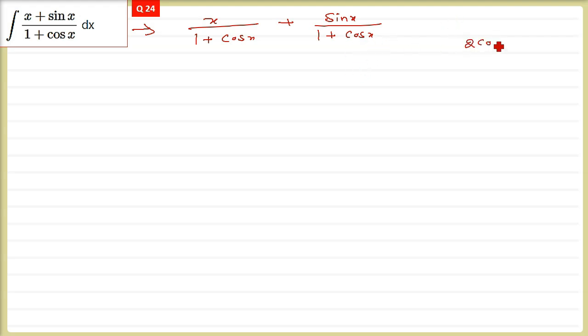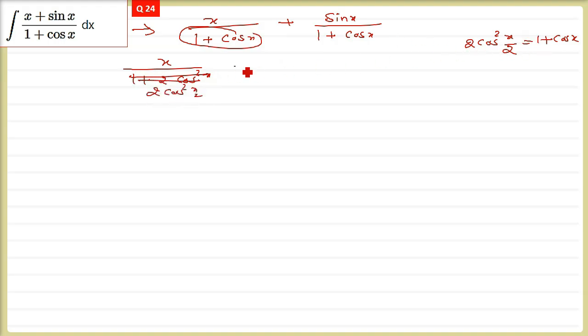That means 2 cos square x by 2 is your 1 plus cos x. Similarly, 1 minus cos x is 2 sin square x by 2. So we can write this 1 plus cos x as 2 cos square x by 2, which I am writing right now. Now sin x can be written in the form of x by 2, because sin 2 theta is what? 2 sin theta cos theta.